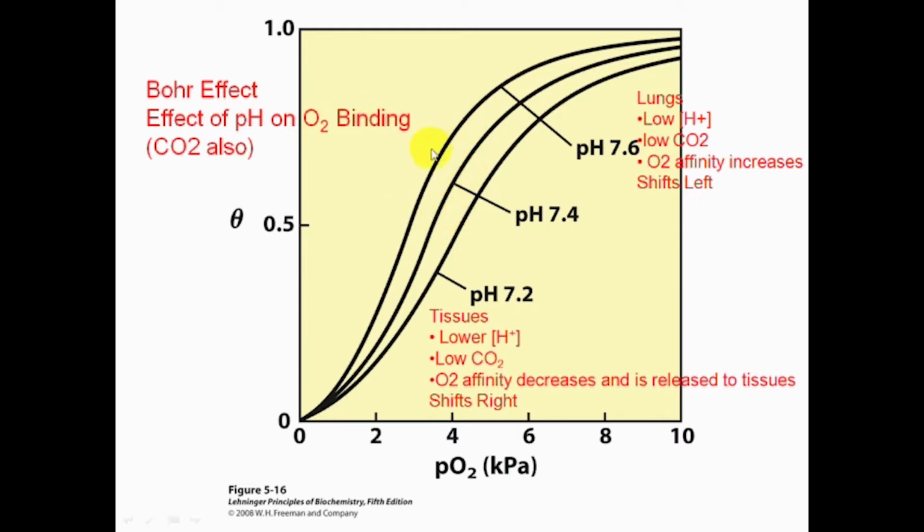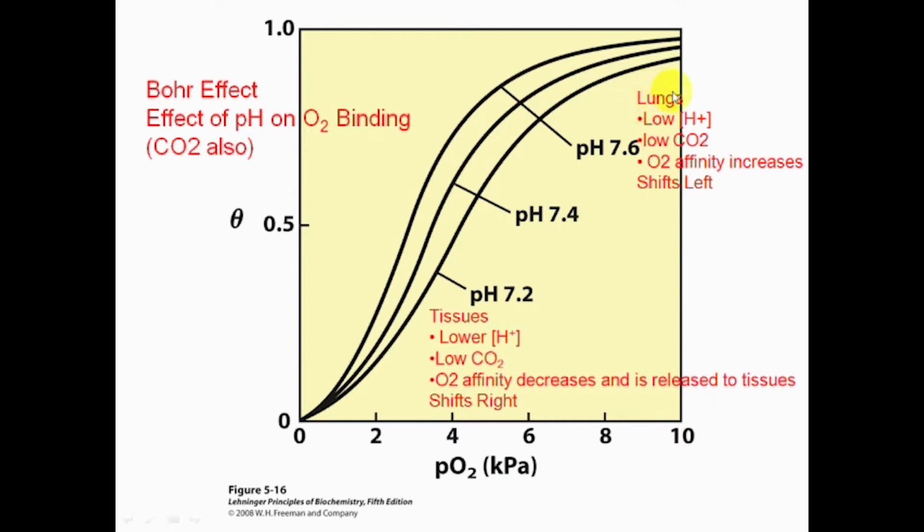So we have three sigmoidal curves here. This middle one is a pH of 7.4. This curve on the left is a pH of 7.6, and this represents the lungs. And this line right here, pH of 7.2, represents the tissues. So if we have a higher pH, we're going to be in the lungs, and if our pH is higher, that means our hydrogen concentration is lower. It means our CO2 is low.